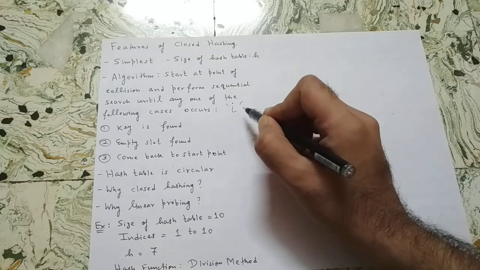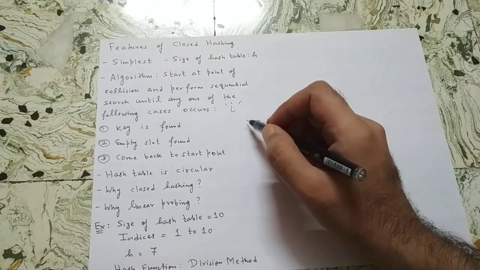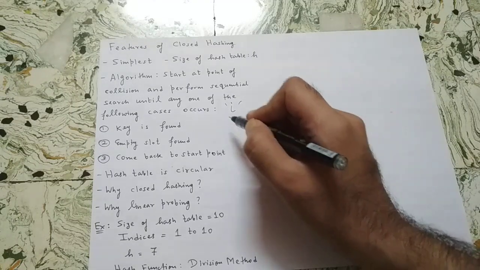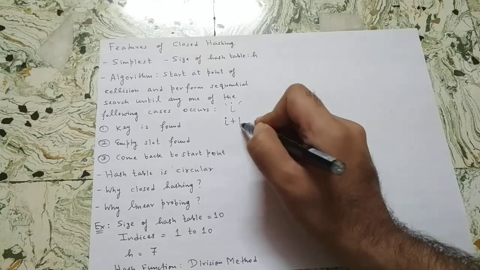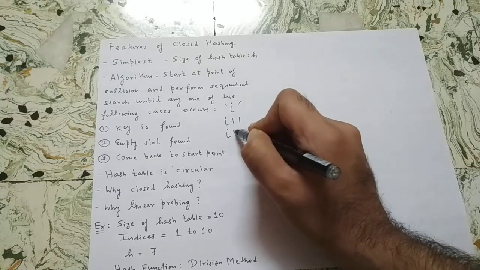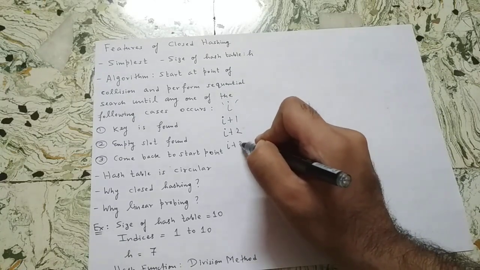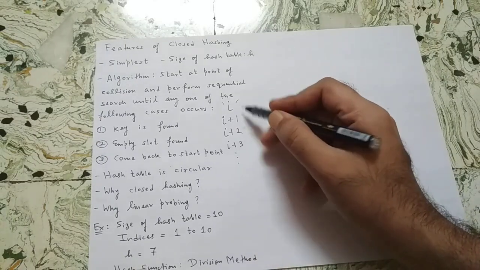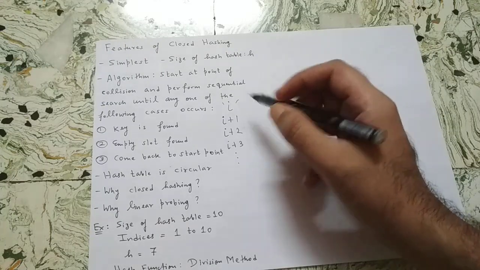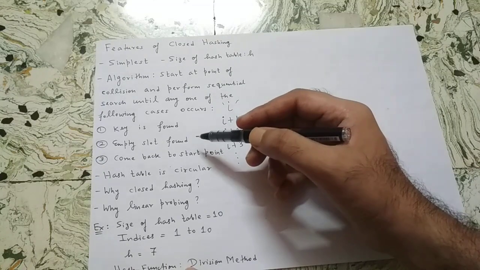So this is the point of collision. Now you will look for the next location. You will carry out a sequential search. So you will look at the next location, which is I plus 1, which will be followed by I plus 2, then you will go to I plus 3, and so on. Now, while carrying out such a sequential search, the following three cases can occur.